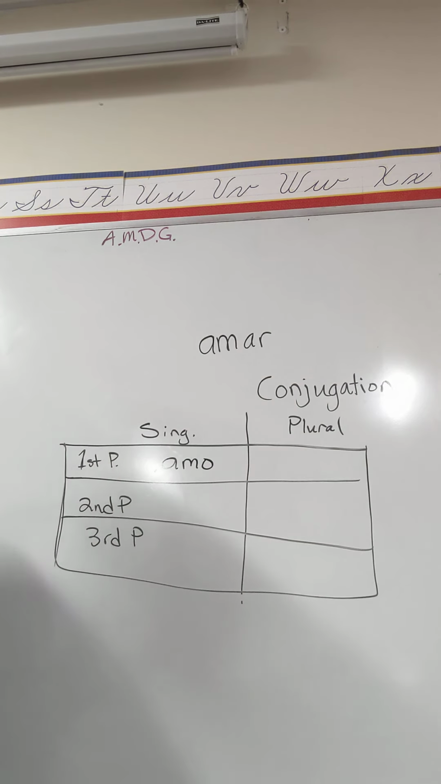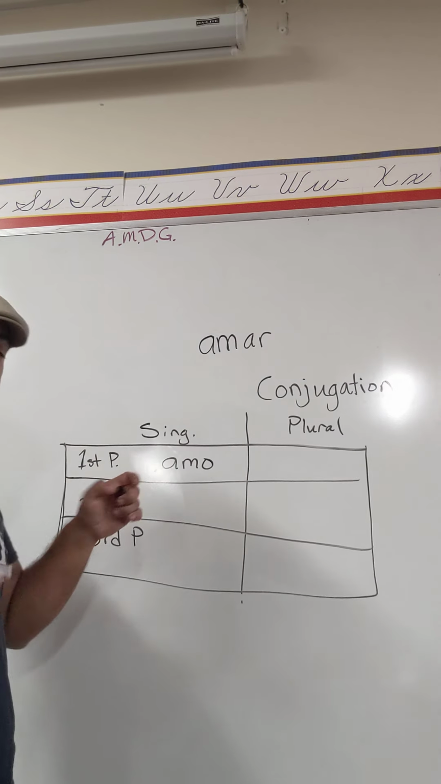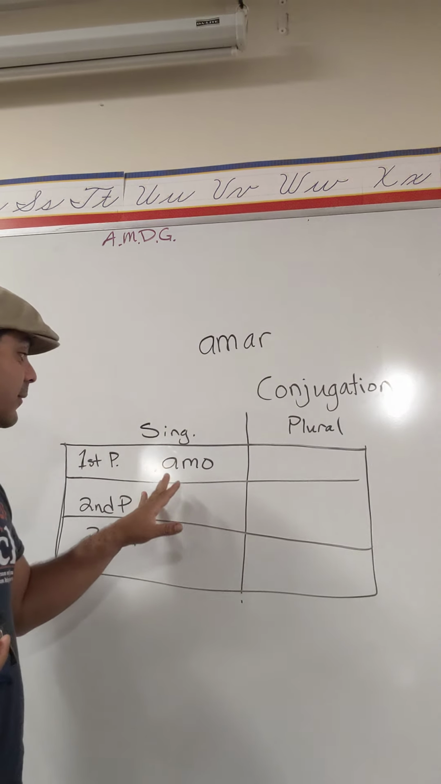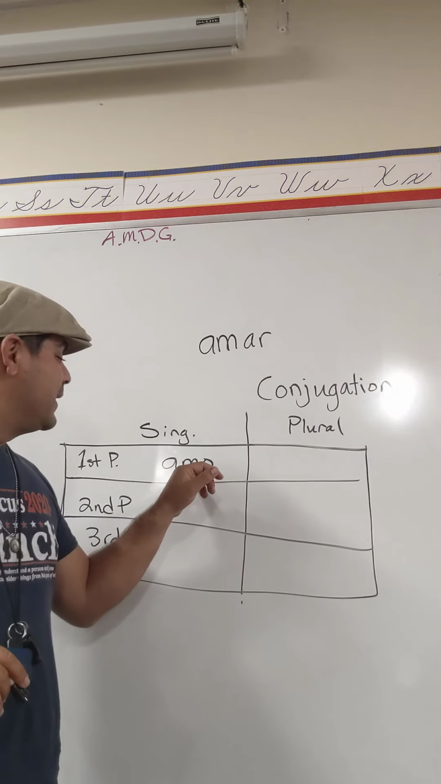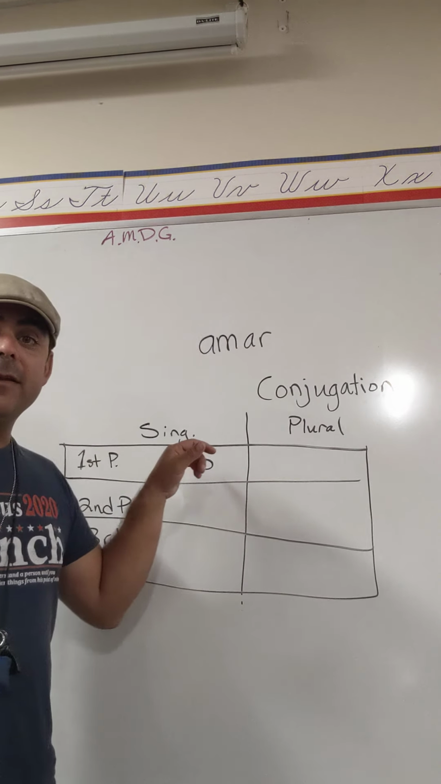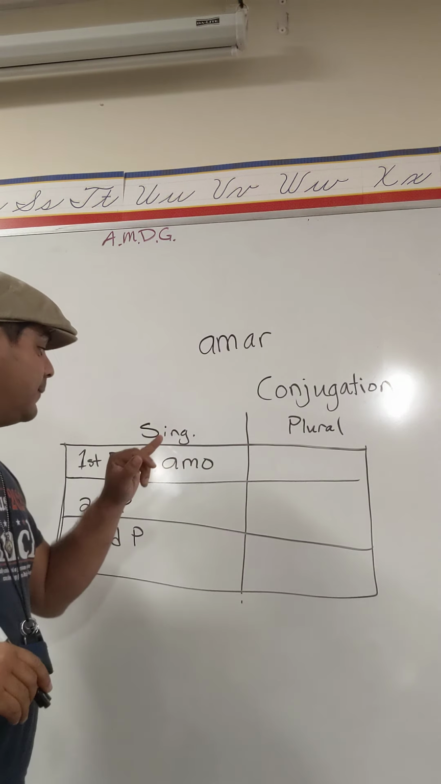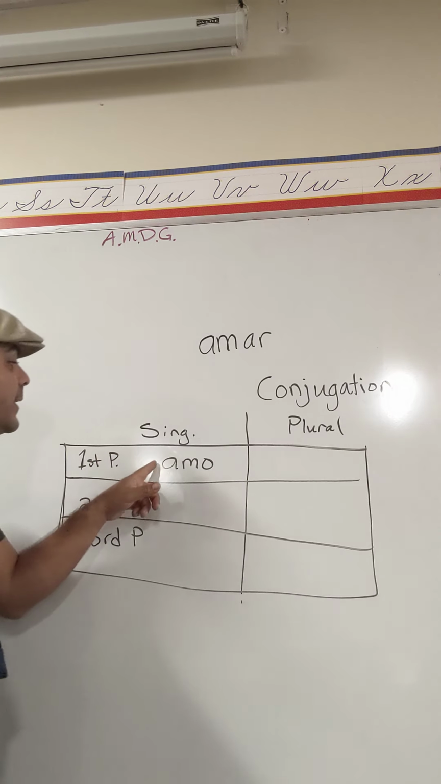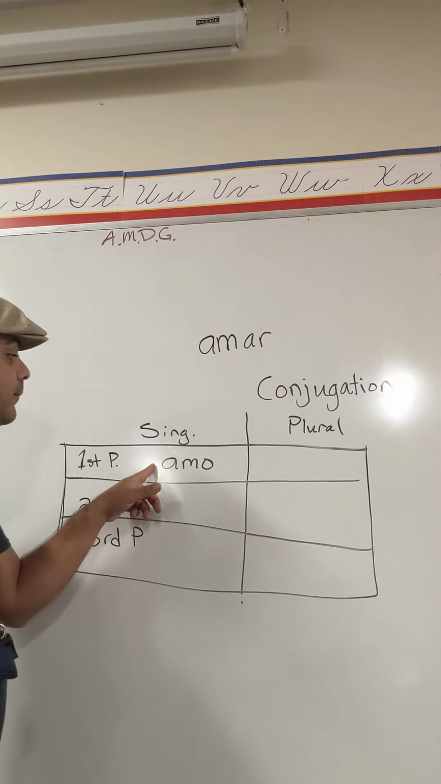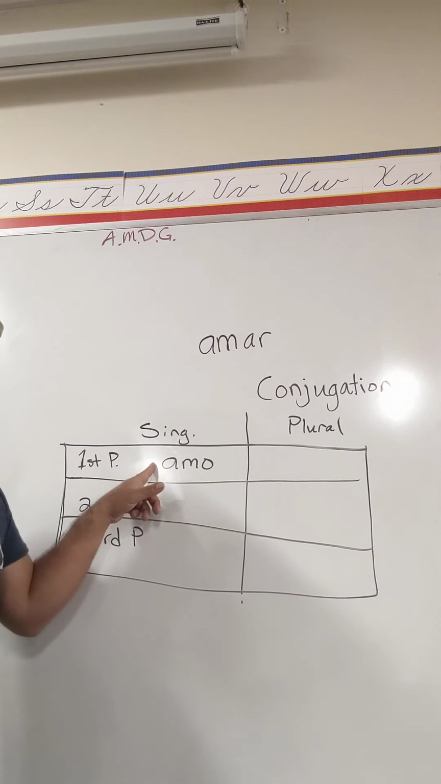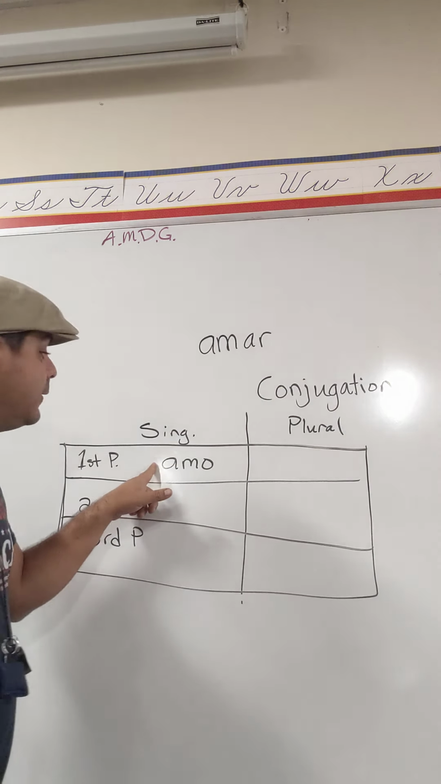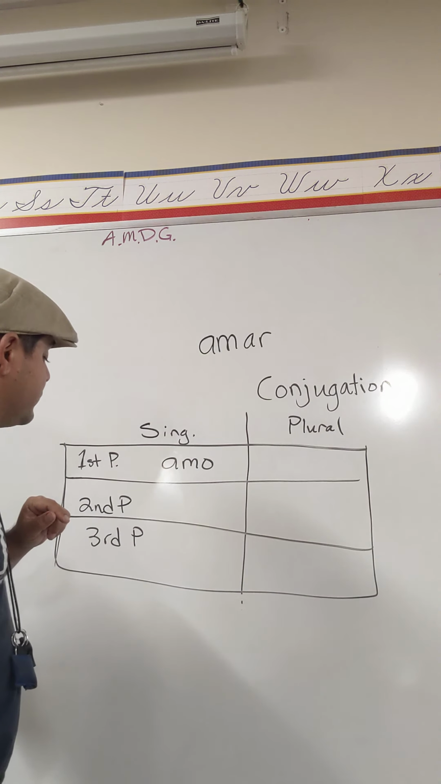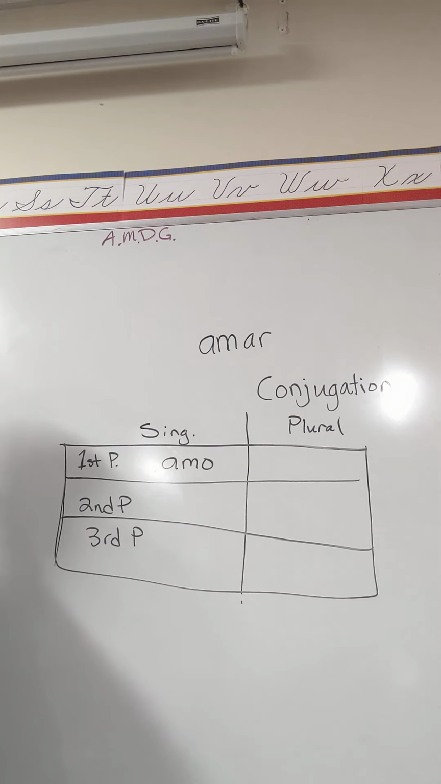So we're going to have amo right here. That means I love. And notice it's present tense. It's not I loved, or I will love, or I have loved, or I do love, or well, actually it is I do love. Or I was loving. It's I love. And there are two other ways we can translate it, but I will go into that later. Okay, that's I love. You'll notice it's exactly the same as Spanish. Amo means I love. Te amo means I love you in Spanish.